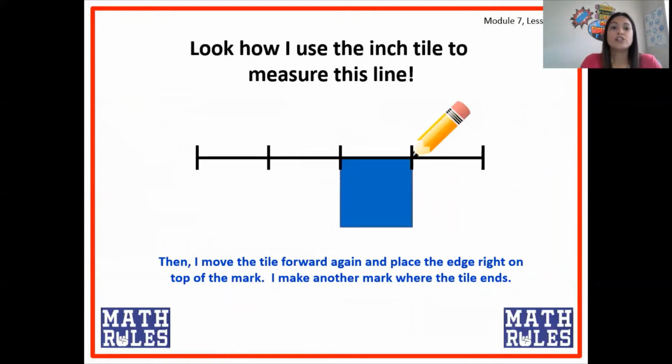There we go. So I move the tile forward again and place the edge right on the top of the mark. And I made another mark where the tile ended. Do you think we can make one more? Look at the picture. Do you think we can make one more? Let's see.